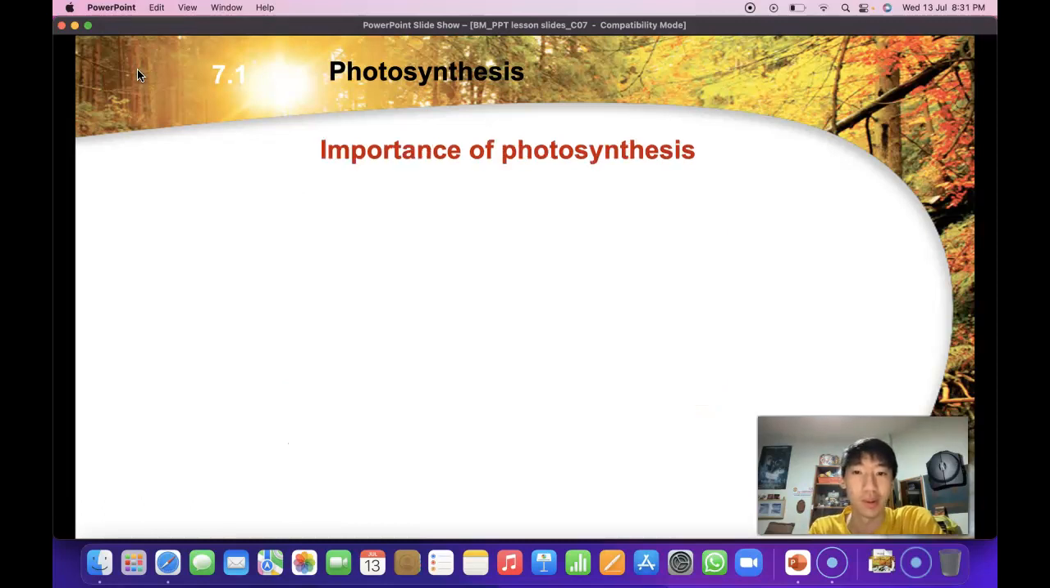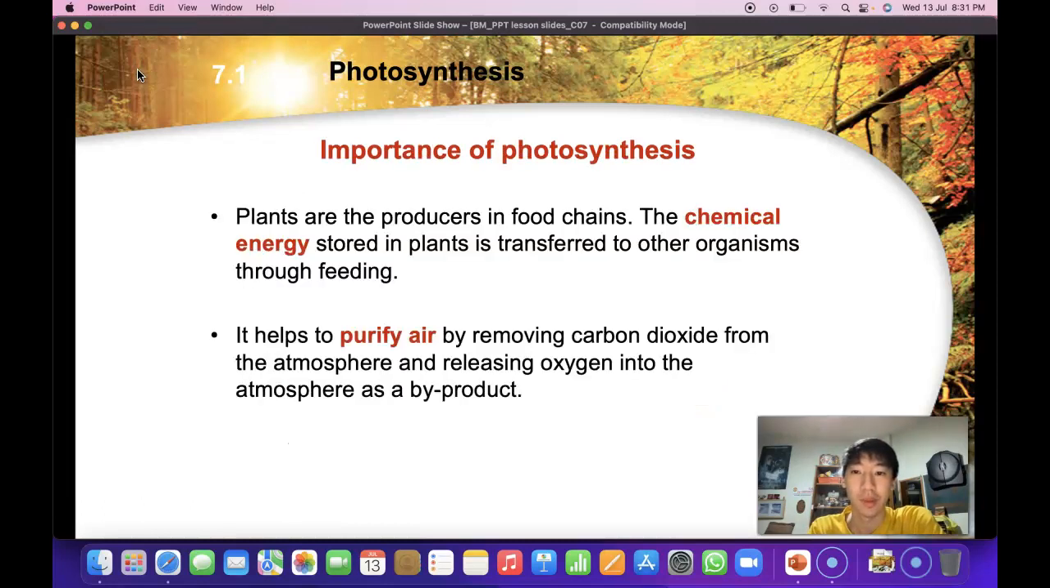Let's go. Okay, so this is just a quick overview of why photosynthesis is important. Sometimes people tend to skip over this, but it has come out in O levels before, so I would recommend taking notes for this. Okay, so why is photosynthesis important?